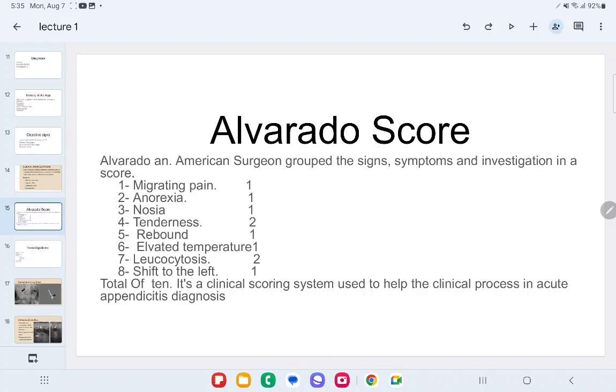He gives migration of pain 1, anorexia 1, nausea 1, tenderness 2, rebound 1, elevated temperature 1, leukocytosis 2, and shift to the left in the white cell count 1, for a total of 10. It is a clinical scoring system used to help the clinician in the process of diagnosing acute appendicitis.